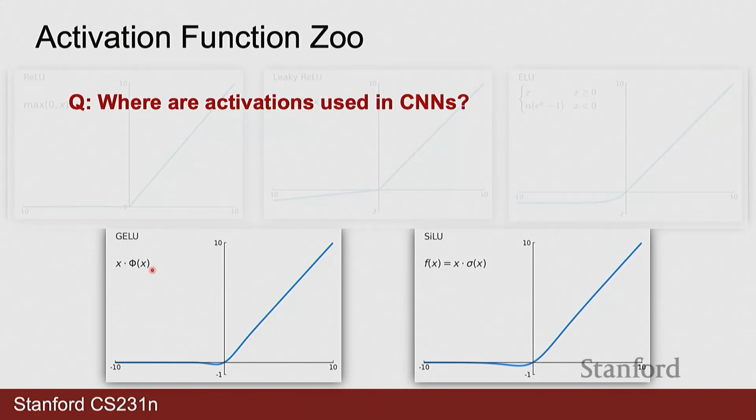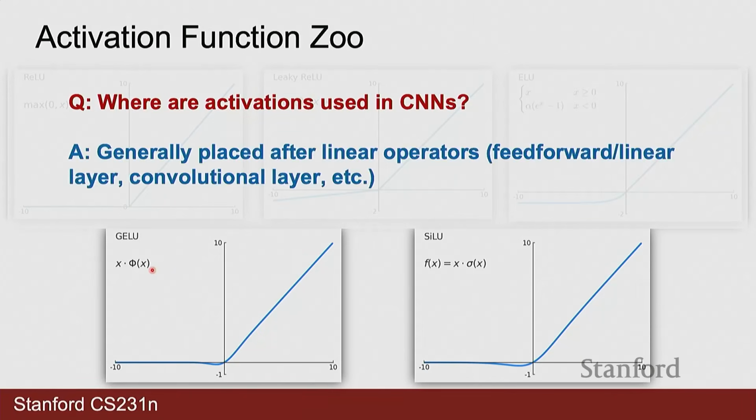Okay, so you might ask, where are these activations used in CNNs? And the general answer is that they're placed after linear operators. So almost any time we have a feed forward or a linear layer or a fully connected layer, these are all words for the same layer. It's a matrix multiply followed by an activation function. Or if we have a convolutional layer, after the convolutional layer or after these linear layers, we'll put the activation function.